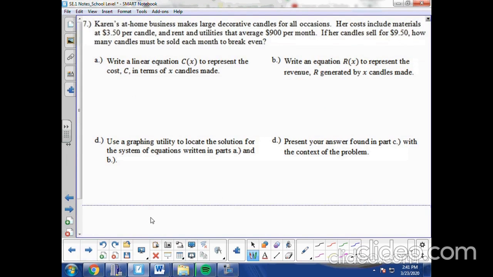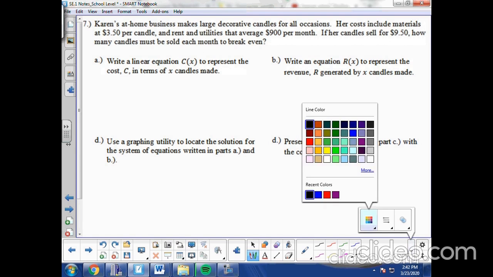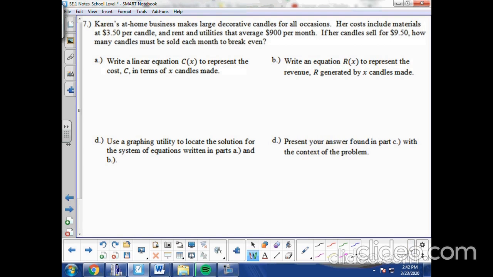Let's take a look at another problem where it's broken down like that. Problem 7 says, Karen's at-home business makes large decorative candles for all occasions. Her costs include materials at $3.50 per candle and rent and utilities that average $900 per month. If her candles sell for $9.50, how many candles must be sold each month to break even? So it says, write a linear equation, C of x, to represent cost, C, in terms of x candles made.